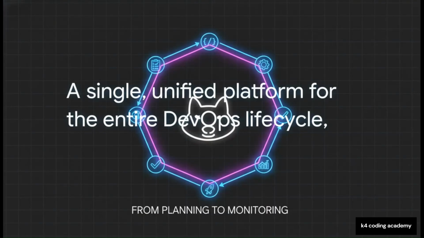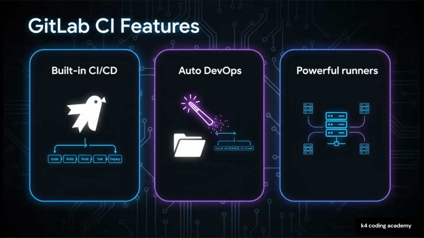Next up, we have GitLab CI. Now, if GitHub Actions is about integrating CI into your code platform, GitLab CI is about having one single platform for the entire DevOps lifecycle. We're talking everything from planning all the way to monitoring. The key thing to get here is that CI/CD isn't an add-on. It's a core built-in part of GitLab. Their Auto DevOps feature can literally build, test, and deploy your apps with almost zero setup. And their runners, which are basically the workers doing all the heavy lifting, are incredibly powerful. It's a true all-in-one beast.